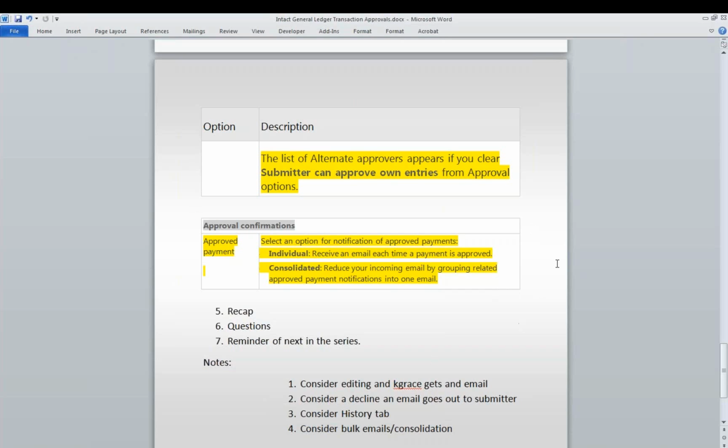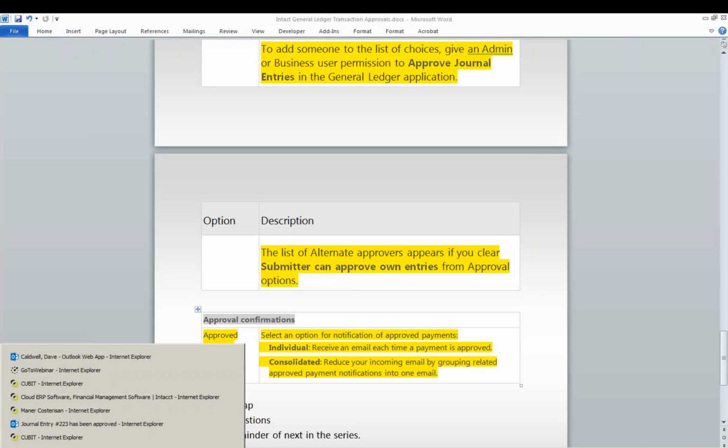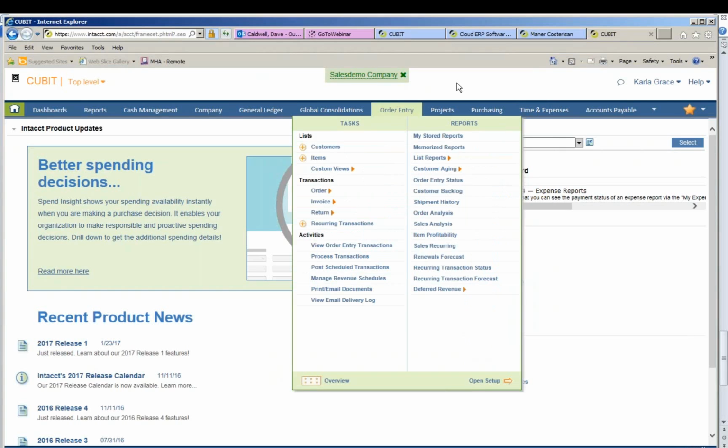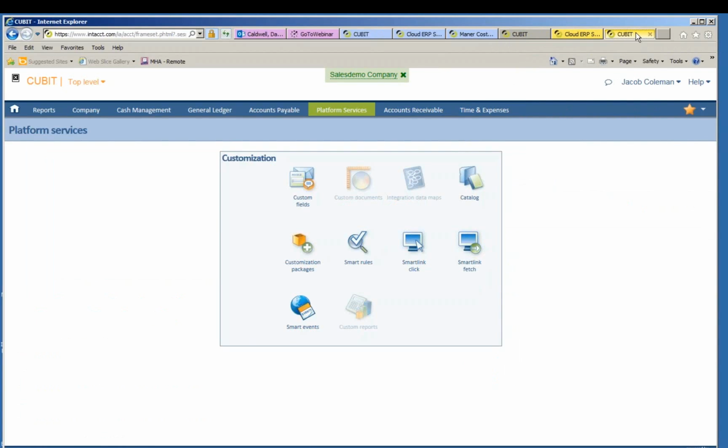So what I'd like to do next is demonstrate this to you to show you how it works. I do have a couple of tabs open here, and I have Carla Grace already in the system, but what I want to do is open up Jacob and get him into the system. So I'm going to log in as Jacob. Okay, so we're in as Jacob Coleman here.